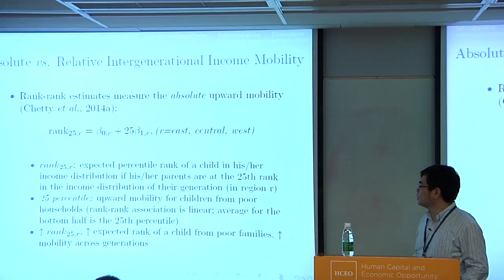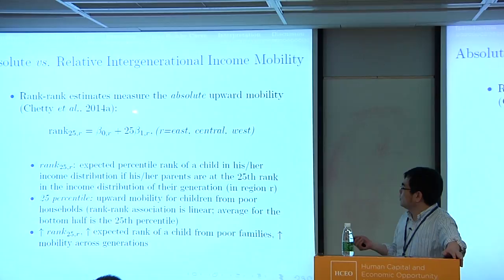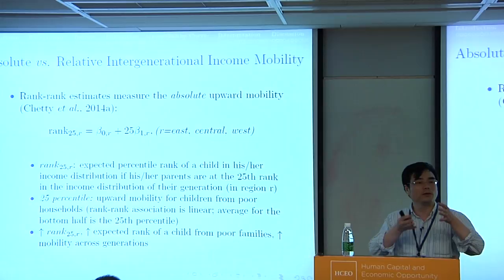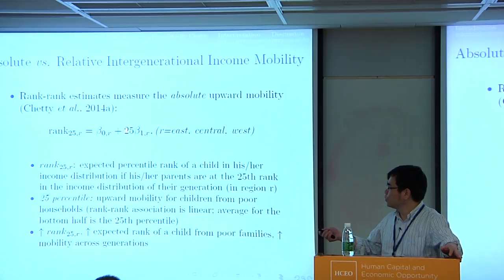So to deal with that, in the literature, Chetty and coauthors in their paper say we define this absolute upward mobility. How do we define that? We define it by looking at the 25th percentile. Suppose we look at the 25th percentile of the parents, so they are the bottom people. And then we look at how the children of those parents do.